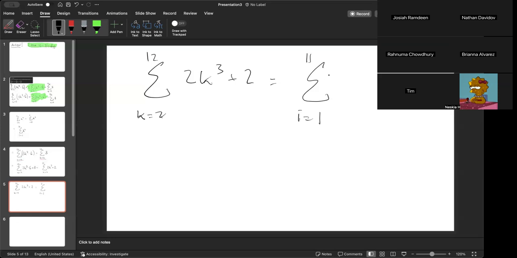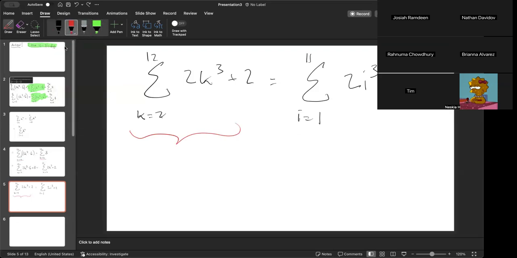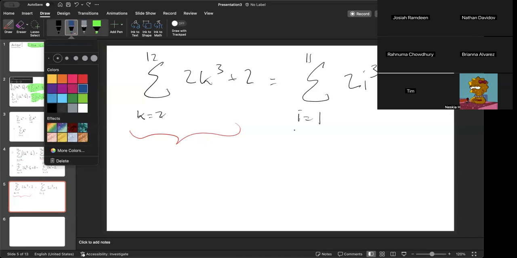But I'm not allowed to just write this, because actually these two would be different. So let me show you that those two are different. I'll do this one in red, and this one I'll do in blue.